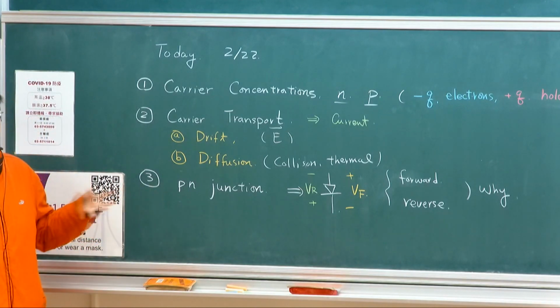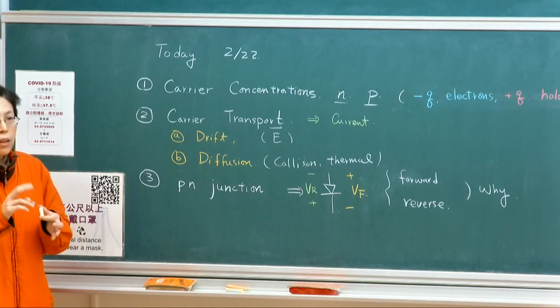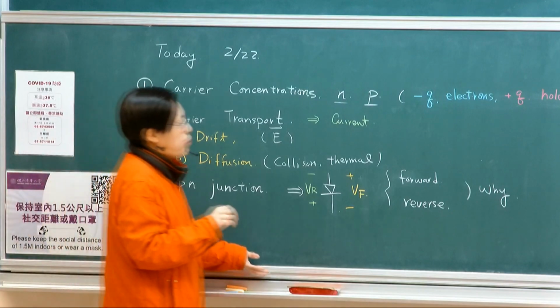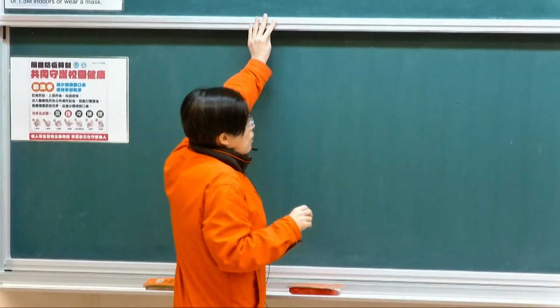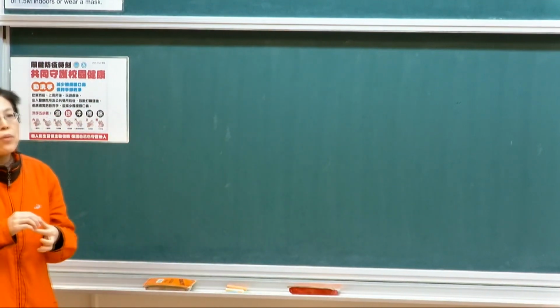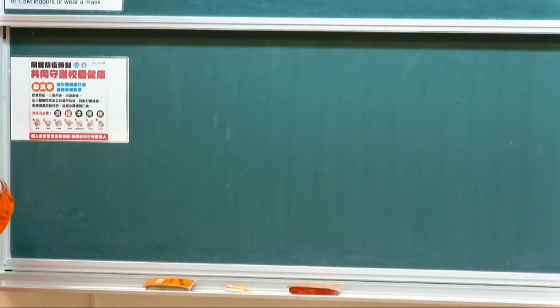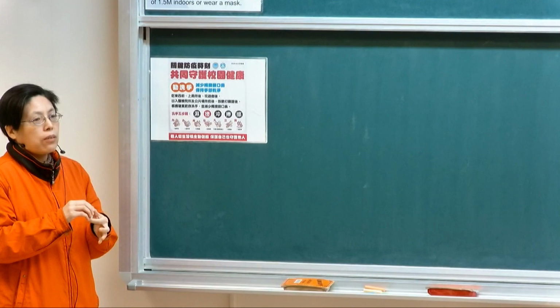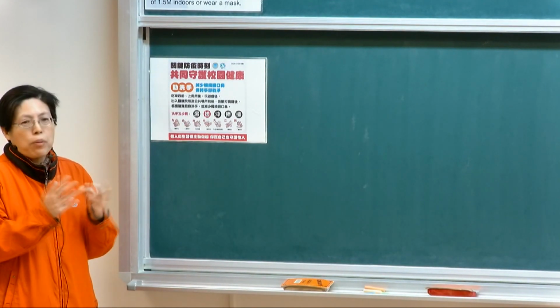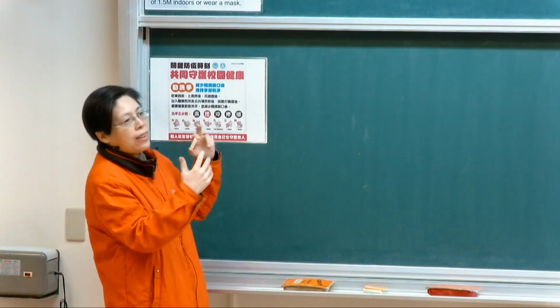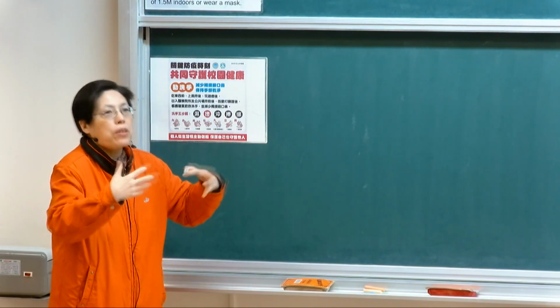I don't think we can finish it. It probably takes another 2 hours on Thursday to finish all the discussion on p-n junctions. It's a relatively big topic. If you wanted to talk about the current in a p-n junction in a course like solid-state electronics, it would take about 3 weeks. So we're going to do a simple version.